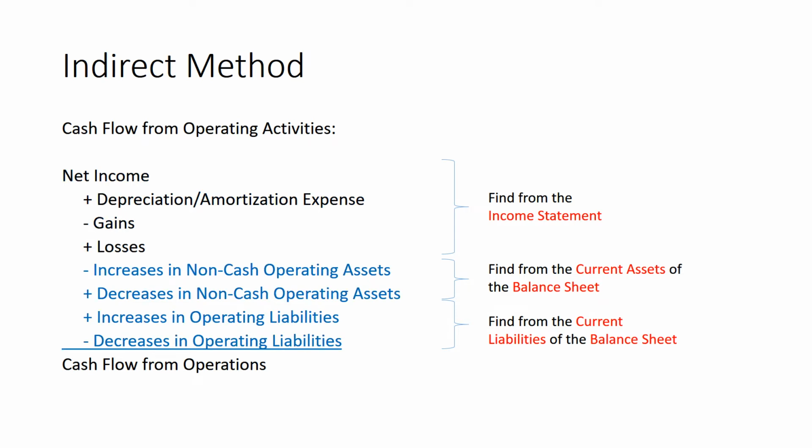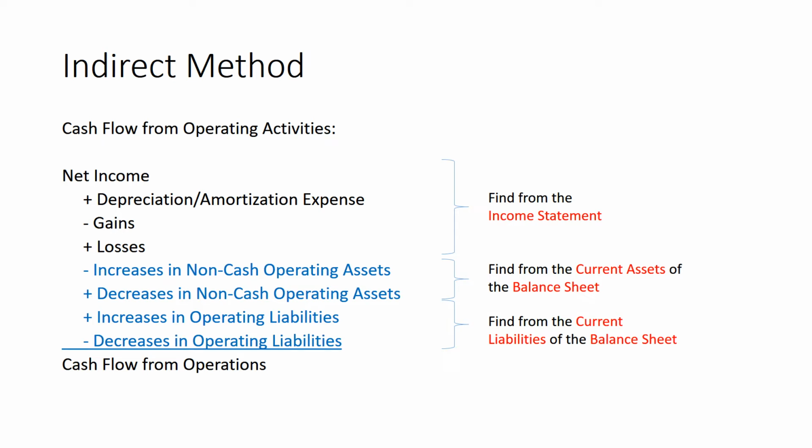We will subtract increases in non-cash operating assets and add decreases in non-cash operating assets. Notice these are opposite in sign, so we subtract an increase and add a decrease. For operating liabilities, we'll add increases in operating liabilities while subtracting decreases in operating liabilities. Notice the signs are the same, so we add increases and subtract decreases here.